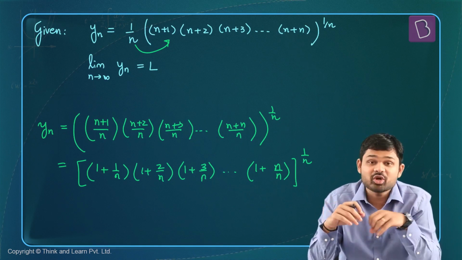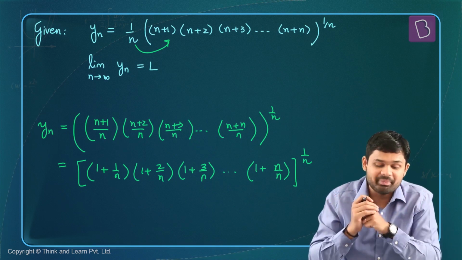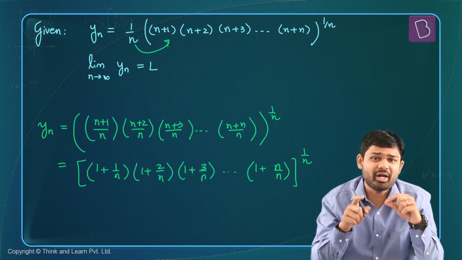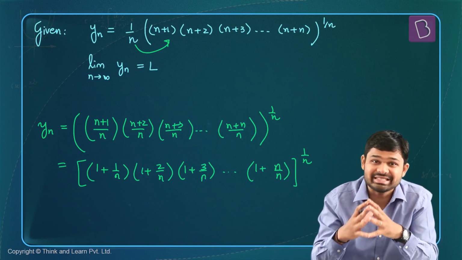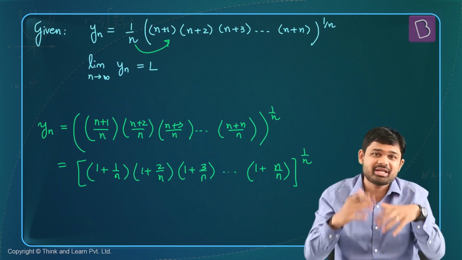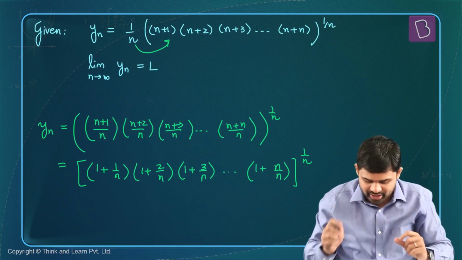So this is where we are going to use Riemann sum in some sort. Now this is a product, and for Riemann sum we need a series, which is a summation. I have to convert this product. A product can be converted into an addition using logarithms.